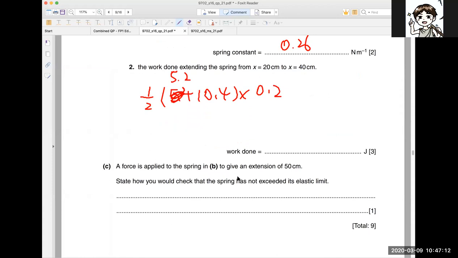Now, a force is applied to extend the spring to 50 cm. State how we could check the spring has not exceeded the elastic limit. Check its k. No. Do you remember what is meant by elastic limit? The point where it's no longer proportional. Like the point of proportionality, so when it's not constant anymore. No, many of you forget, huh?